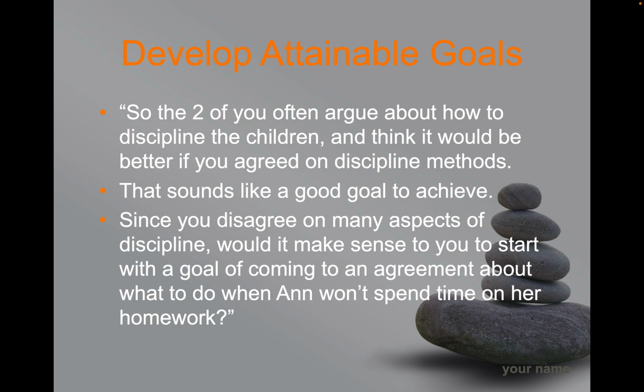So the 2 of you often argue about how to discipline the children and think it would be better if you agreed on discipline methods. What sounds like a good goal to achieve? Since you disagree on many aspects of discipline, would it make sense to you to start with a goal of coming to an agreement about what to do when Anne won't spend time on her homework?